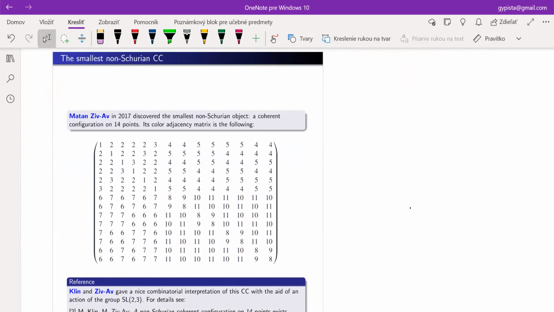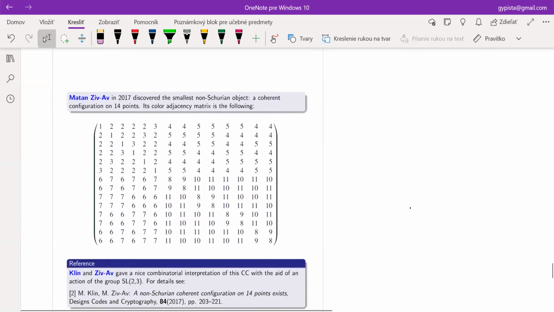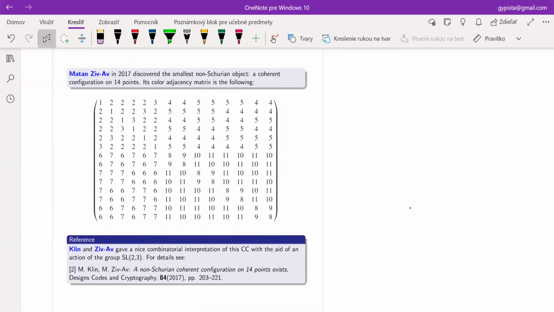Now, here we have to touch the smallest non-Schurian object, which is a coherent configuration of order 14. And as it was mentioned a few times, it was discovered by Matan Ziv-Av using a computer search. I don't want to go into details. I will show just the color adjacency matrix. From this you can see that it has two fibers, one of size 6 and one of size 8.